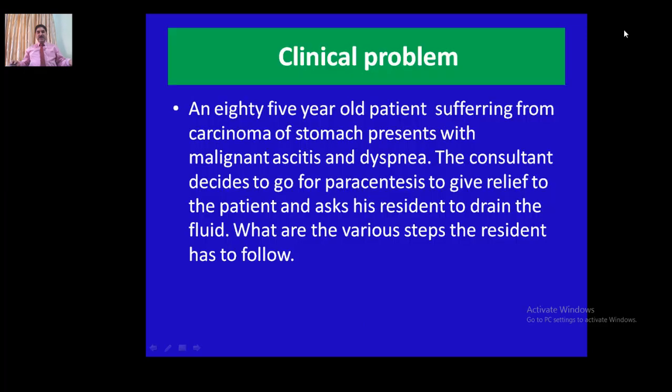And clinical anatomy of the peritoneal cavity. Before going to the clinical anatomy of the peritoneal cavity, let us keep in mind early clinical exposure to the students of first year. So let me discuss this problem with the students of first year as an early clinical exposure to them. An 85-year-old patient suffering from carcinoma of the stomach presents with malignant ascites and dyspnea. The consultant decides to go for paracentesis to give relief to the patient and asks his resident to drain the fluid. What are the various steps the resident has to follow?